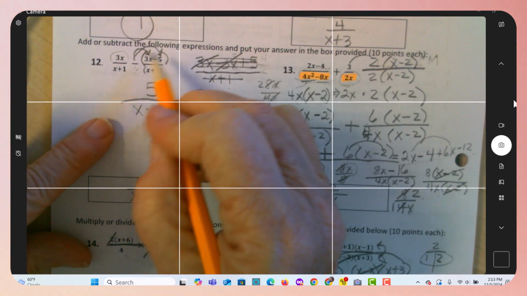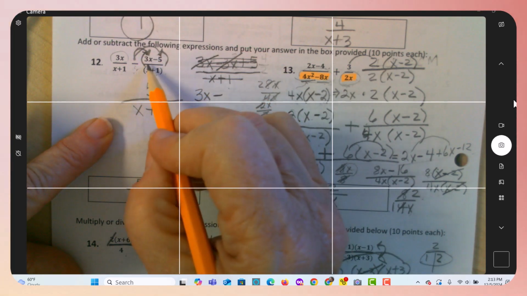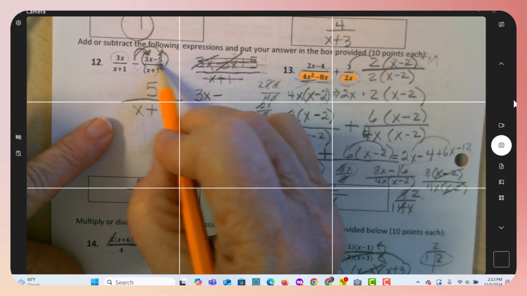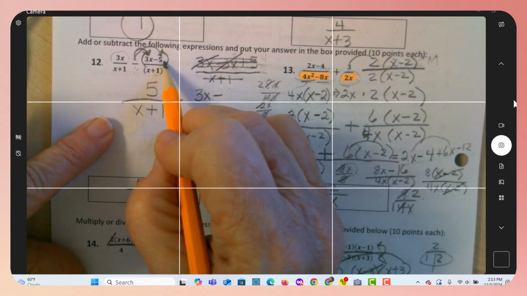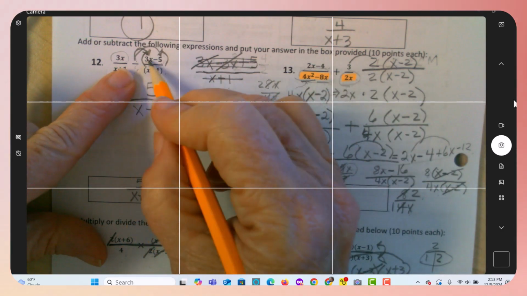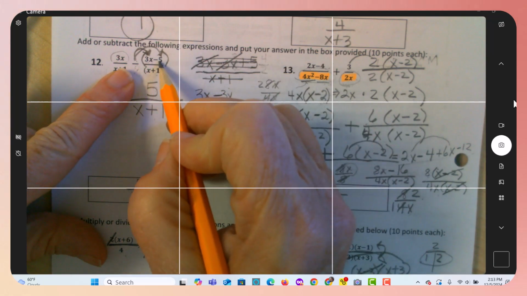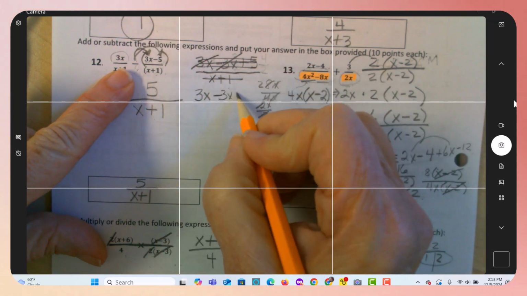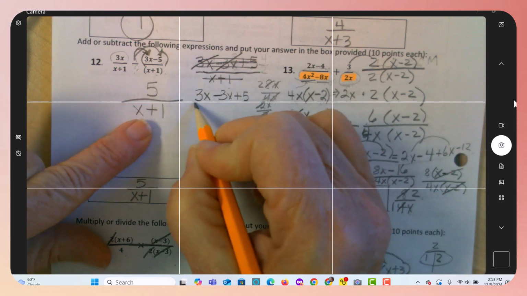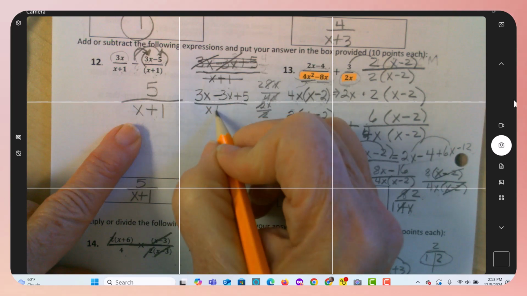Now I'm going to put parentheses around there to show you that we have to subtract both of those terms. We have to distribute that negative to both terms. So we're going to be subtracting 3x, so it's 3x minus 3x. And we're going to be subtracting a negative 5. When you subtract a negative, it becomes a positive 5. Now all that over that common denominator of x plus 1.